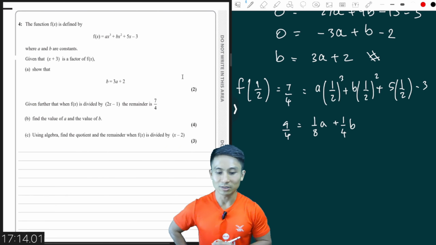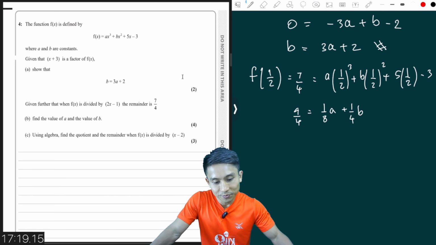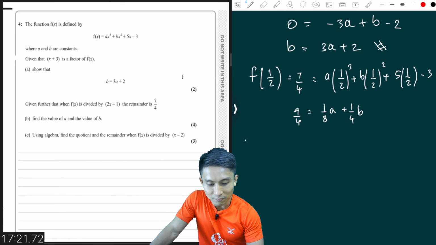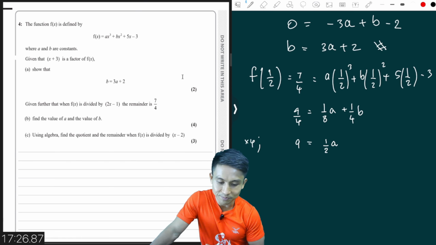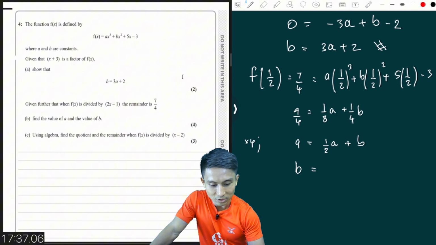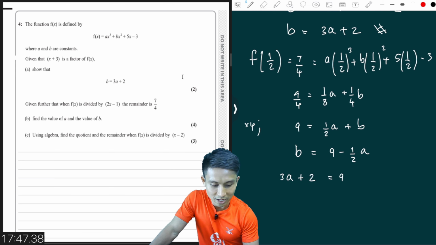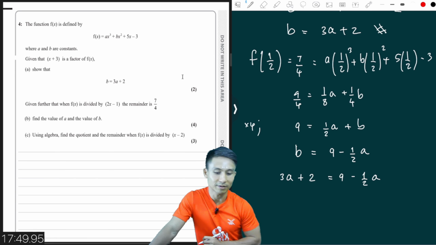So we have two equations now, and we can solve simultaneously, right? Let's see. Well, I would maybe multiply this by 4. So I get 9 equals 1 over 2a plus b. And you see that we can subtract these two equations. So if I move everything so that b is the subject, you have 9 minus 1 over 2a like that, yeah? And you can equate them basically because it's b equals b. So 3a plus 2 equals 9 minus 1 over 2a like that, right?